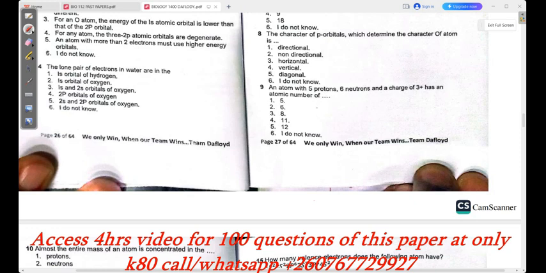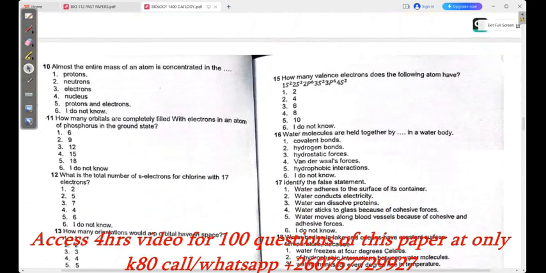the number of protons is not affected. What is affected is the number of electrons when an atom loses or gains electrons. So, option 1 for question 9.